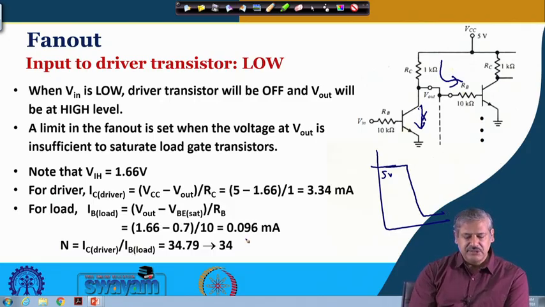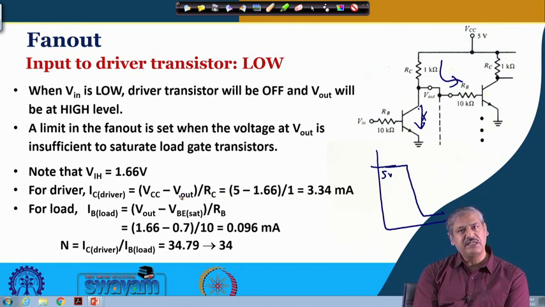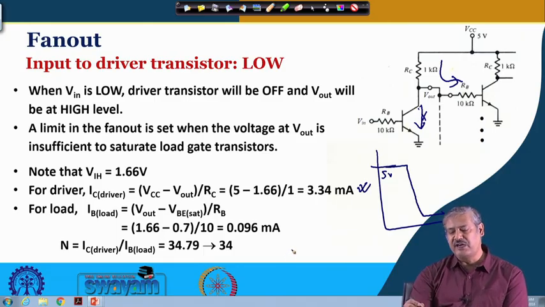So, this is the way we calculate this one. For the VIH, we said this limiting case is 1.66 volt, and the driver at that time can deliver a current of VCC minus Vout, that is 1.66 volt divided by 1 kilo ohm. So, that is 3.34 milliampere, the maximum current it can deliver without the voltage going below the 1.66 volt limiting value, after which it will no longer be treated as logic high at the load gate side.